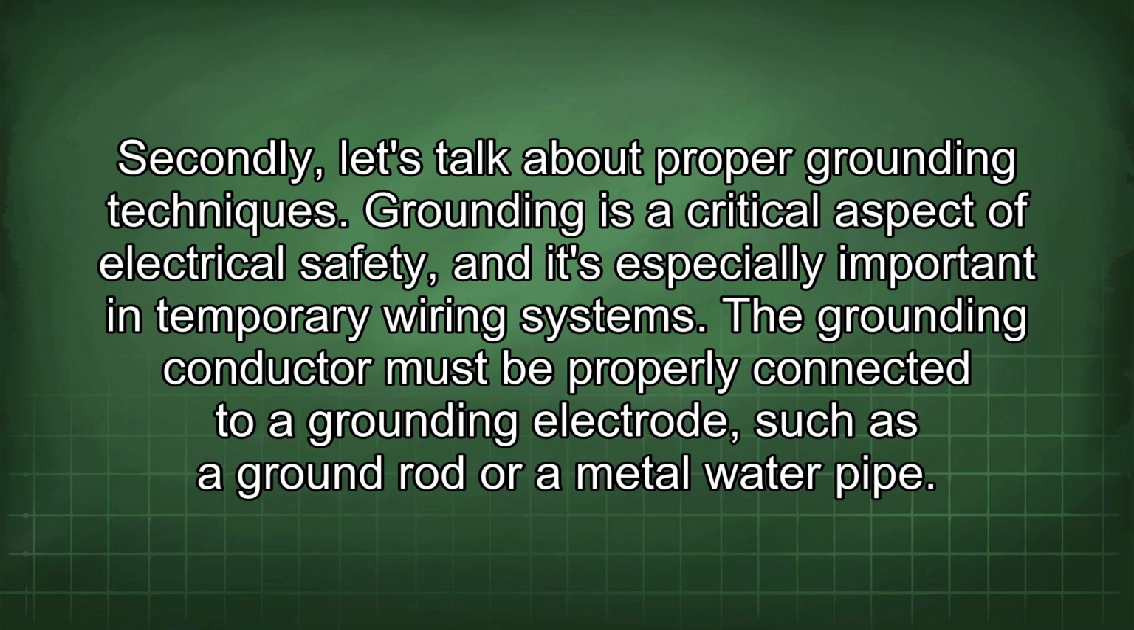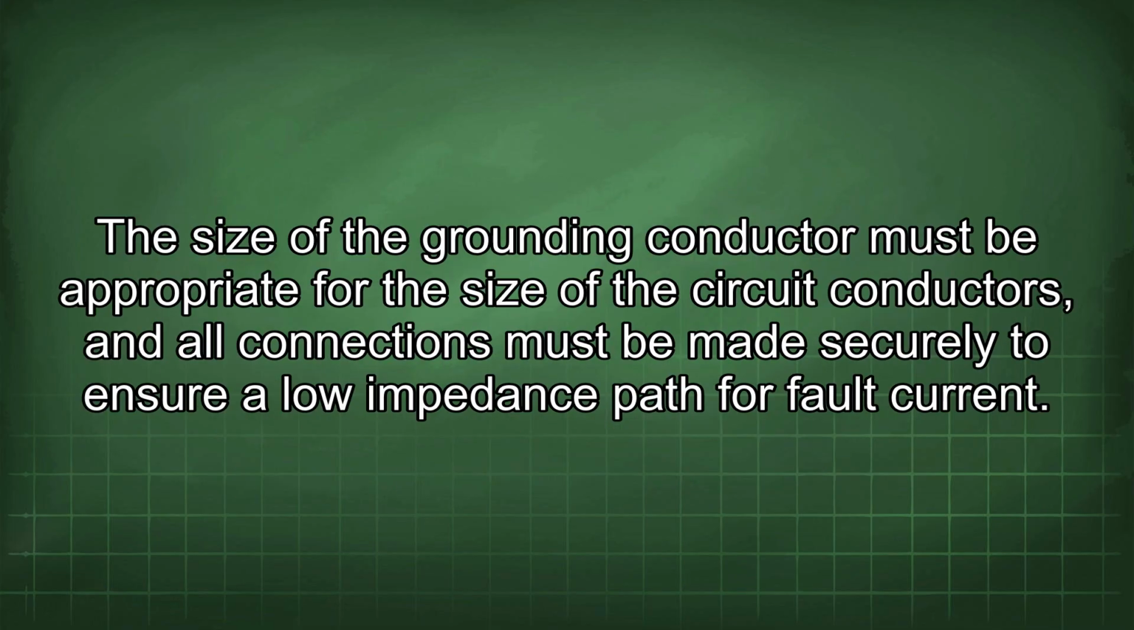Secondly, let's talk about proper grounding technique. Grounding is a critical aspect of electrical safety, and it's especially important in temporary wiring systems. The grounding conductor must be properly connected to a grounding electrode, such as a ground rod or a metal water pipe. The size of the grounding conductor must be appropriate for the size of the circuit conductors, and all connections must be made securely to ensure a low impedance path for fault current.